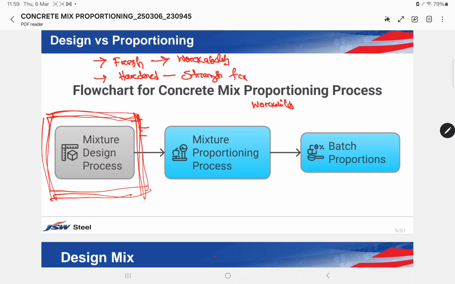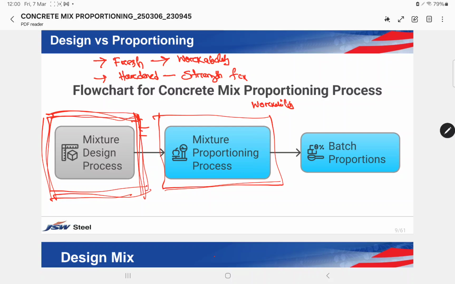Once you finalize those things, the next step is mix proportioning, which simply means you have some previous experience, and based on that experience you know what will be the water cement ratio to start with, or that is the one thing.